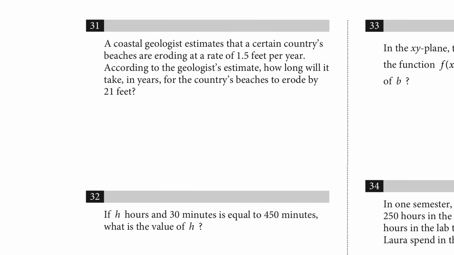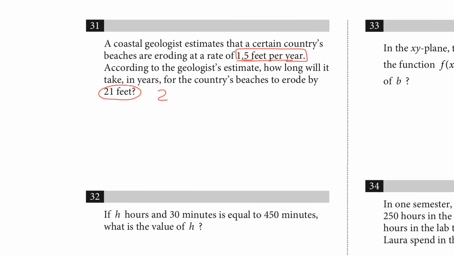It says here, a coastal geologist estimates that a certain country's beaches are eroding at a rate of 1.5 feet per year. According to the geologist's estimate, how long will it take in years for this country's beaches to erode by 21 feet? So, for number 31, we have 1.5 feet per year, and we've got a total of 21 feet. So how long did that take?